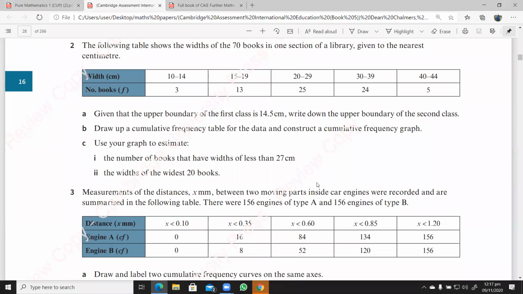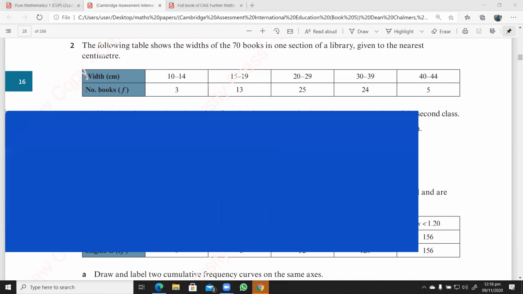So let's try drawing the curve for the second question. People, please carry on your work. Okay, don't look at my work, just do the work, try it yourself.